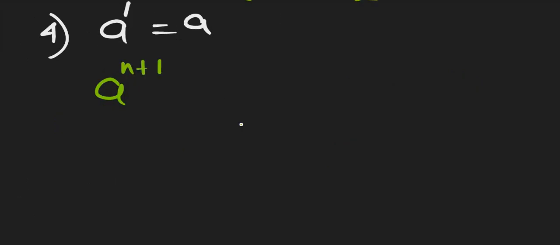Now a to the power n plus 1 divided by a to the power n. So we can apply the division rule, the second rule. Now this is equal to a to the power n plus 1 minus n.